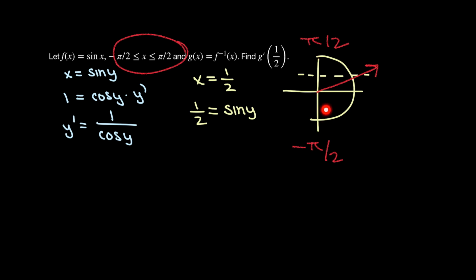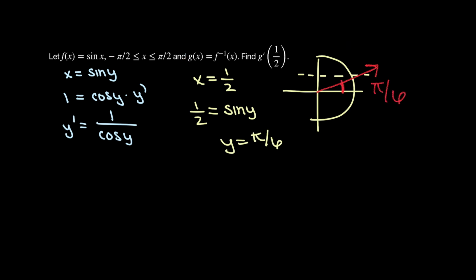So we're in quadrant 1 or quadrant 4. Sine is the y coordinate on the unit circle, so that tells me since it's positive, I'm in quadrant 1. And sine is equal to a half when you have an angle of 30 degrees or pi over 6. So my angle, my y, is pi over 6.